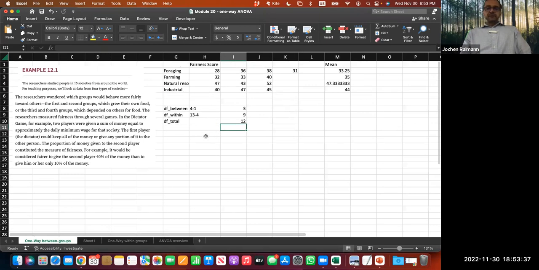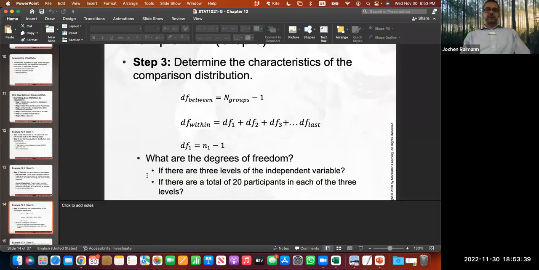So now we need a couple of things. We have the degrees of freedom. If there are 3 levels of the independent variable, the degrees of freedom would be 2. For our society example, it's 3 because it's 4 groups, and 4 minus 1 is 3. If there's a total of 20 participants in each of the 3 levels, there would be 20 participants minus 3, sorry, it's 3 levels. So it's 20 minus 3, which would be 17. That would be the degrees of freedom within.